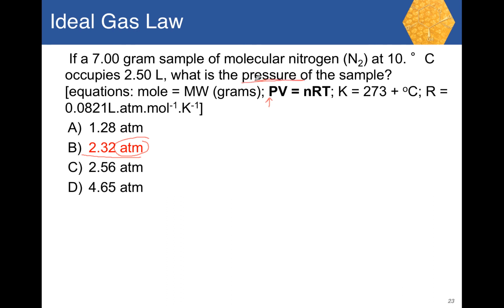What is the pressure of the sample? So you'll see quite a bit of this. And of course, you may be wondering, why are we doing this? It's just an exercise in really manipulating information to solve problems. Making sure you understand the concept, making sure you understand the gas law, and also making sure you can use it to solve a problem.